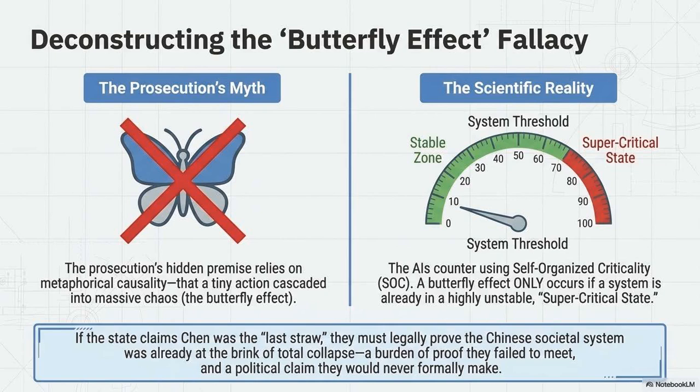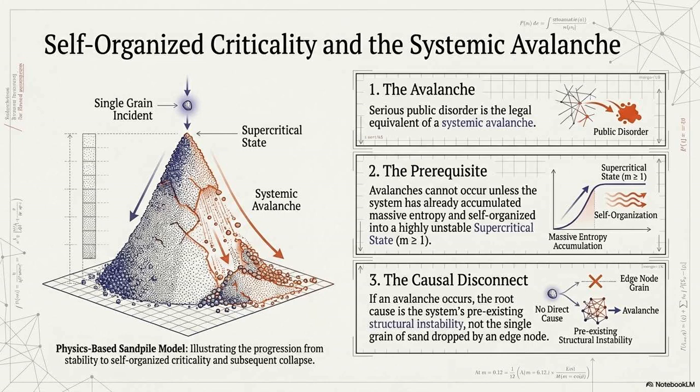Right. But Chen counters this by diving into complex system science, specifically self-organized criticality, or SOC. Oh, this is the sandpile stuff. Yes, he pulls in Purbach's sandpile model to explain this. So imagine you are slowly dropping grains of sand onto a flat table. A small pile starts to form.